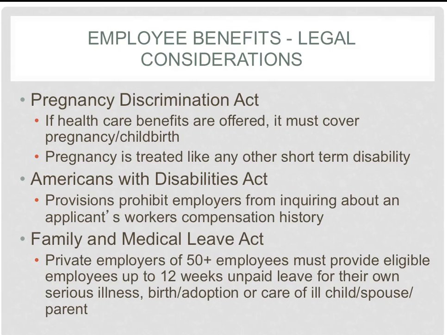Other aspects are the Family and Medical Leave Act, where private employers have to give unpaid leave, up to 12 weeks unpaid leave for their own serious illness or the birth or illness of a child, or illness or death of a parent or spouse, and things like that. So obviously there are implications for who is considered a child and who's considered a spouse, as we talked about in some of the environmental trends and sociocultural trends that are going on sort of out there.